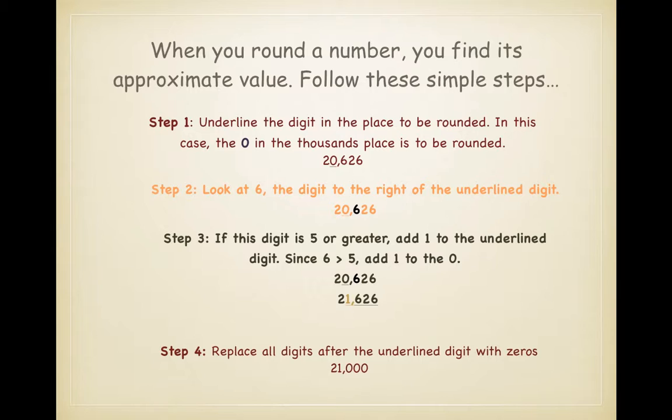So if the digit is 5 or greater, we add 1 to the underlined digit. Since 6 is greater than 5, add 1 to the 0. So we go from 20,626 to 21,626. But we're not done. So take a look at step 4. Once we've rounded that, then we replace all the digits after the underlined digit with 0. So our new number is 21,000. So we basically rounded 20,626 to 21,000.